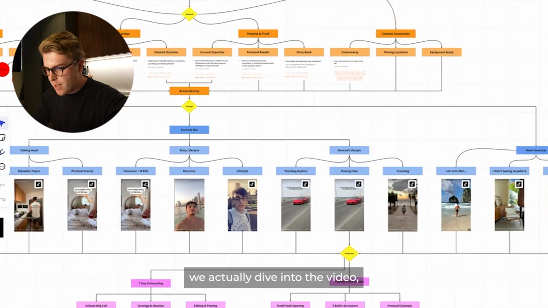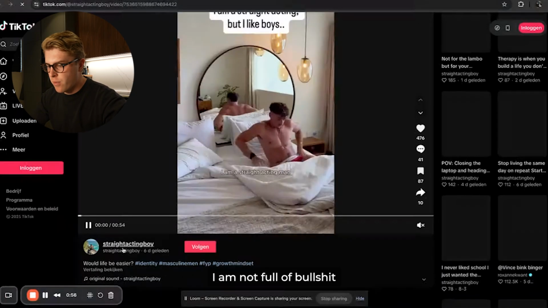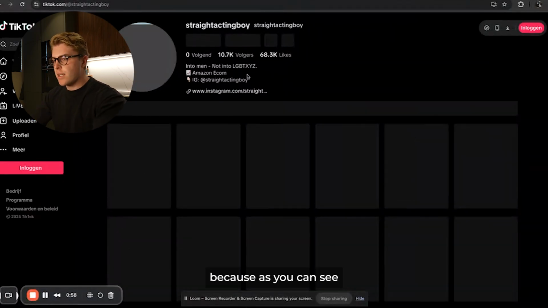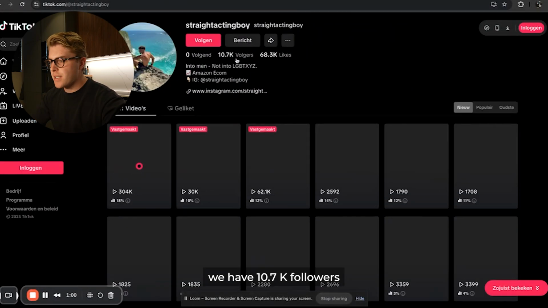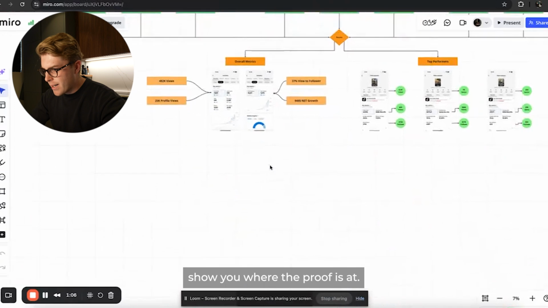And before we actually dive into the video, let me just show you his TikTok page real quick so you guys know I am not full of bullshit, because as you can see here on the screen we have 10.7k followers, and this literally happened in less than 3 weeks. Let me actually show you where the proof is at.